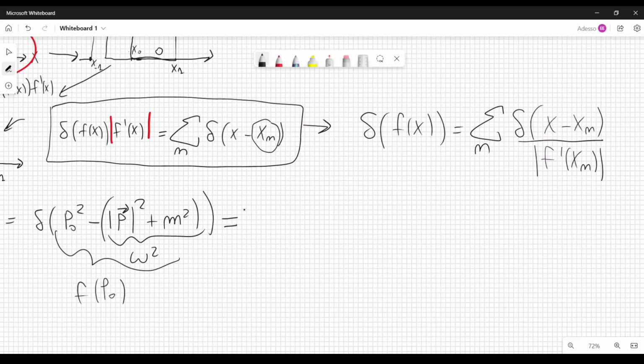And we are going to do something similar here. So actually we are going to do exactly the same. But how many roots does this function have? This function has two roots because p0 can be either minus omega or plus omega. So we have two roots, and therefore we can write it as delta of p0 minus omega, which is the first root, divided by the derivative of this function, the absolute value of the derivative, evaluated at omega. So the derivative of that is 2p0, and we have to evaluate it at omega. So we have 2 omega.